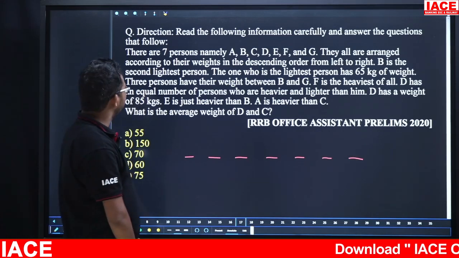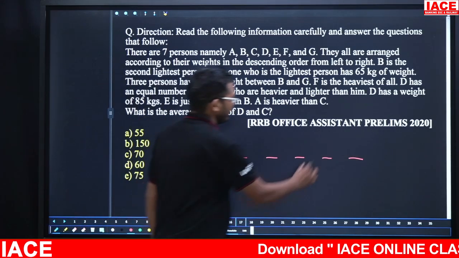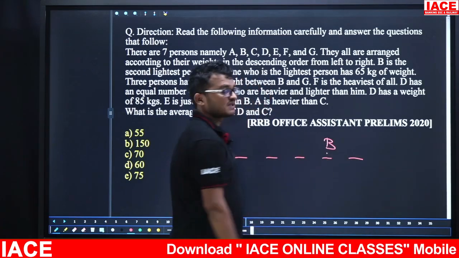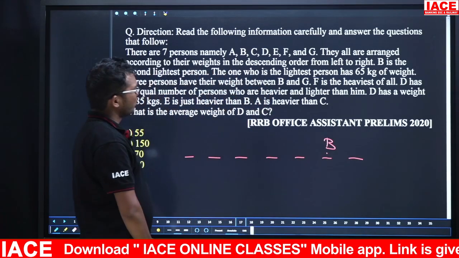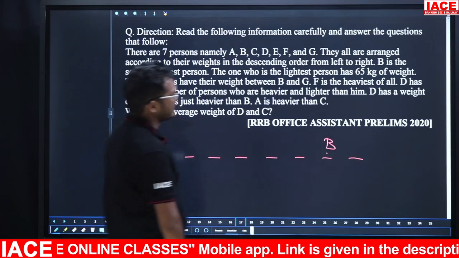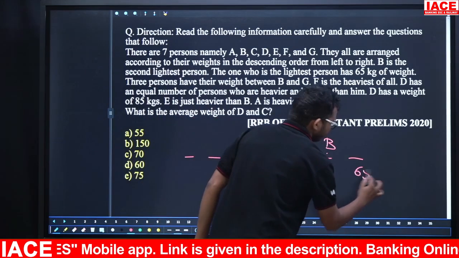B is the second lightest person. Now take here B. This B is the second lightest person. Next, the one who is the lightest person has 65 kg of weight. So this one is 65 kg.